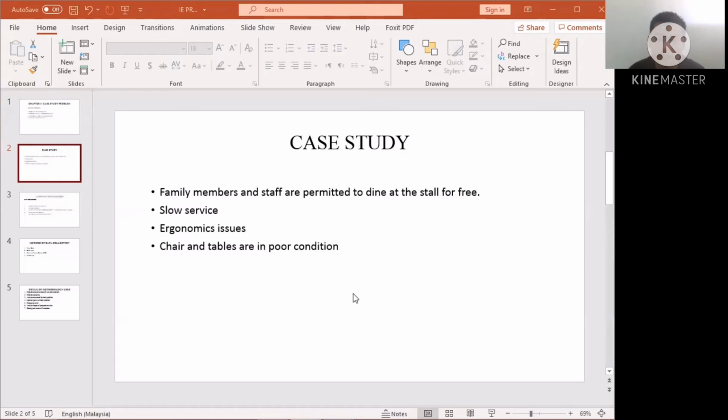This might be due to lack of employees, as there are only two workers in the stall. And due to this lack of employees, the production may suffer, causing customers to flee to another stall around the area.